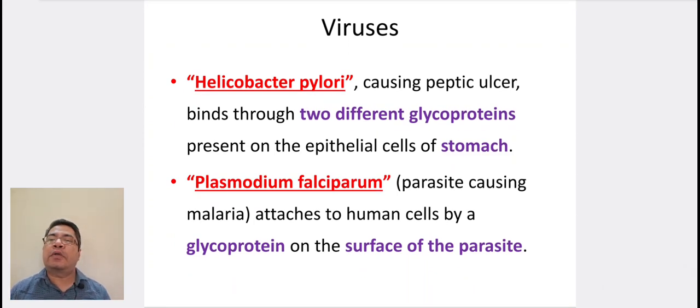Helicobacter pylori causing peptic ulcer binds through two different glycoproteins present on the epithelial cells of the stomach. Plasmodium falciparum, that is the parasite causing malaria, attaches to human cells by glycoprotein on the surface of the parasite.